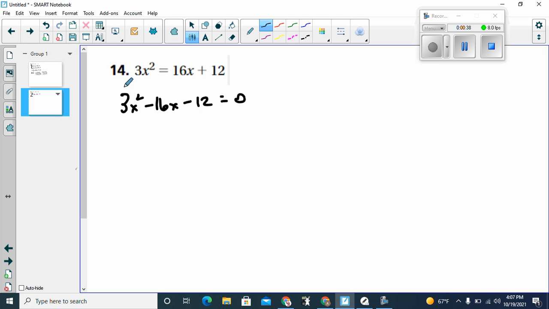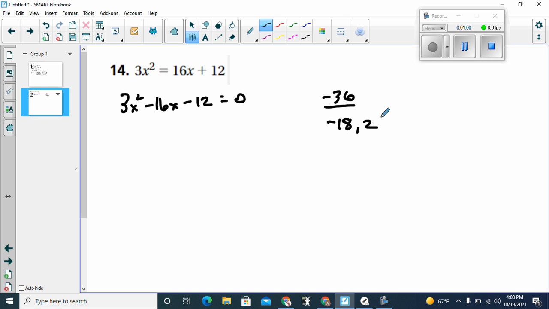When that's the case, I multiply a, which is 3, times c, which is negative 12, giving me negative 36. I need to find two numbers. Those two numbers need to multiply to negative 36 and add up to negative 16. Might take a little bit of guess and check, but those numbers are negative 18 and 2.